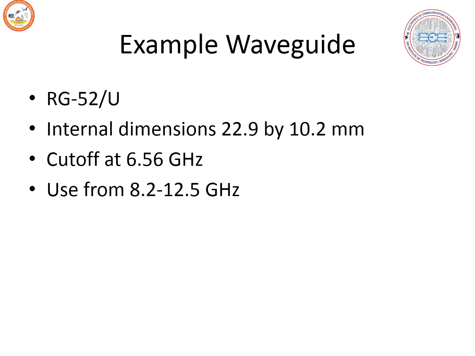For example, consider a waveguide RG-52/U, with internal dimensions specified as 22.9 by 10.2 millimeters, indicating A and B values. Usually they specify the cutoff frequency, which is 6.56 gigahertz. That means it is the minimum frequency. If I want to use that waveguide, I need to operate beyond that, beyond 6.56 gigahertz, which is from 8.2 to 12.5 gigahertz.